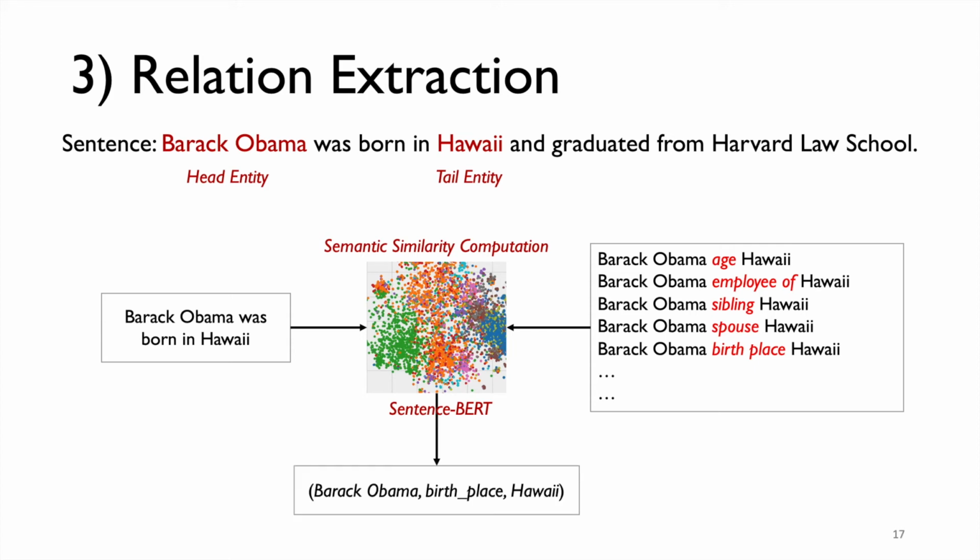And then we pick the highest score returned as the final result, but we set up a threshold of 0.8. If the highest score returned is less than 0.8, we will discard the result. So in this example, we have birthplace as the relation between Barack Obama and Hawaii.